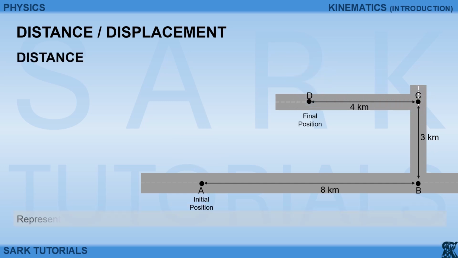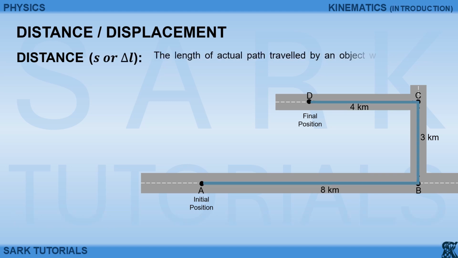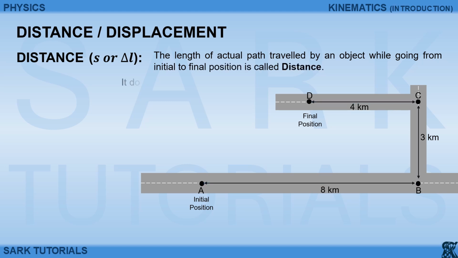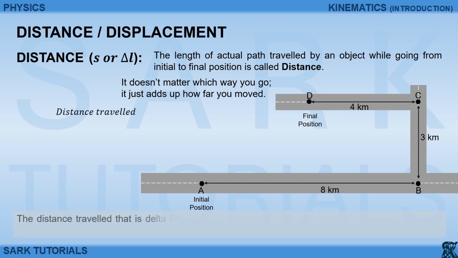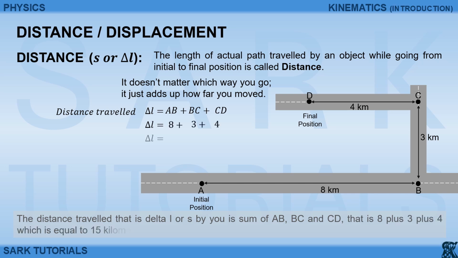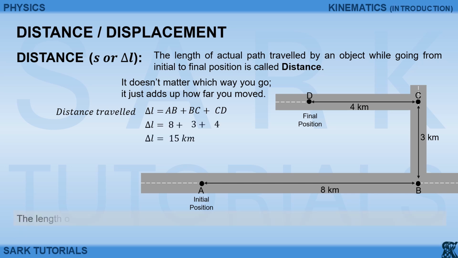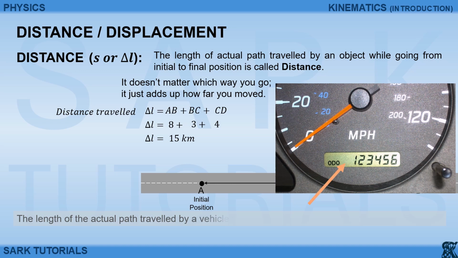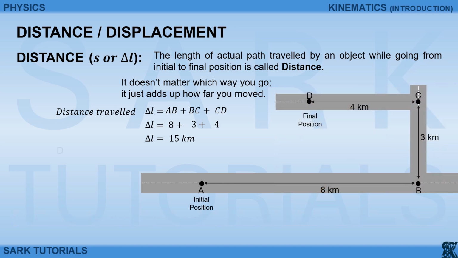Distance, represented by S or delta L. The length of the actual path traveled by an object while going from initial to final position is called distance. It doesn't matter which way you go, it just adds up how far you moved. The distance traveled, that is delta L or S, is the sum of AB, BC and CD, that is 8 plus 3 plus 4, which equals 15 kilometers. The length of the actual path traveled by a vehicle is given by its odometer. Distance is a scalar quantity. Distance can never be zero or negative.